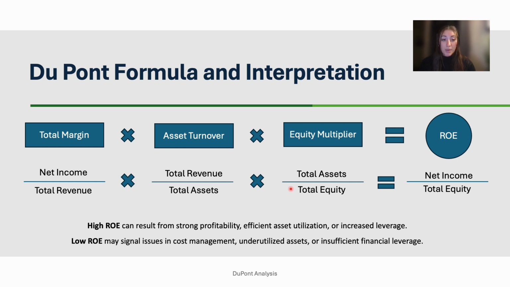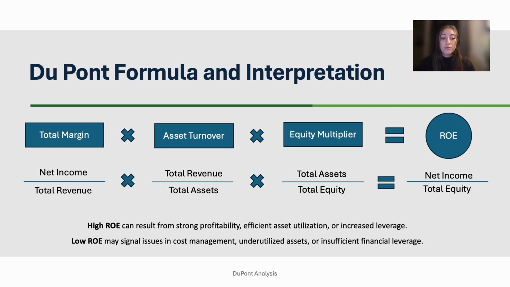Now to break those down even farther, we have these sections right here, and each of these you can find within the balance sheets and the statement of operations of the organization itself. So your total margin will equal your net income divided by your total revenue. Your asset turnover equals your total revenue divided by your total assets. Your equity multiplier will equal your total assets divided by your total equity, which brings us to the final and last, ROE equals your net income divided by the total equity.